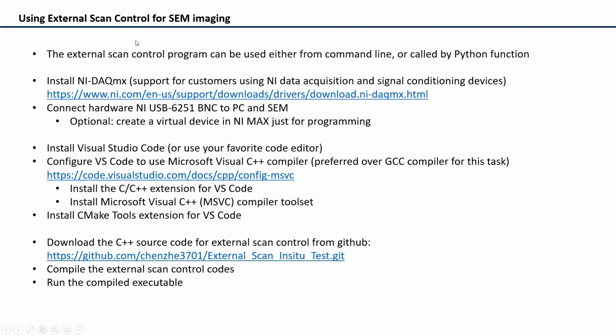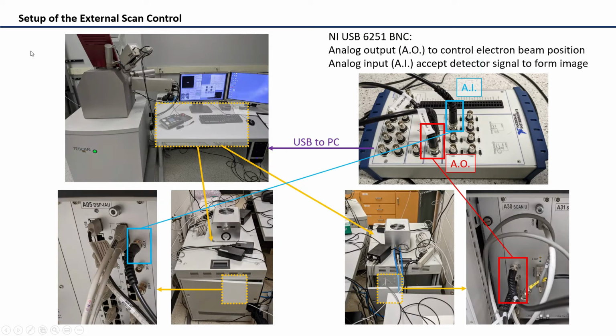Okay, now let's talk about the external scan control for SEM imaging. The external scan control program can be used either individually from the command line, or it can be used by the Python function. The principle and the setup of the external scan control is illustrated in this slide. So typically, during the SEM imaging process, you have a built-in scanner that controls the electron beam rastering process.